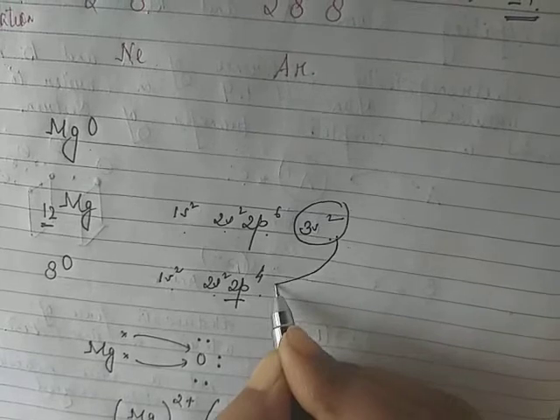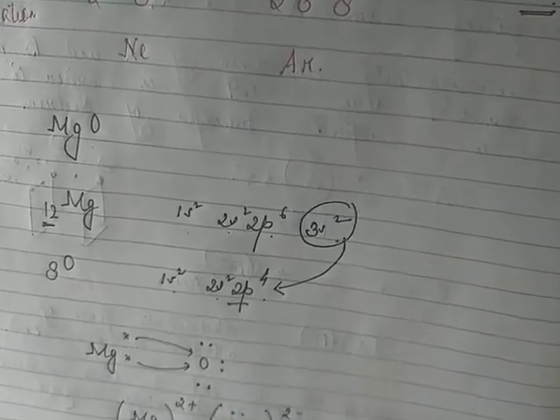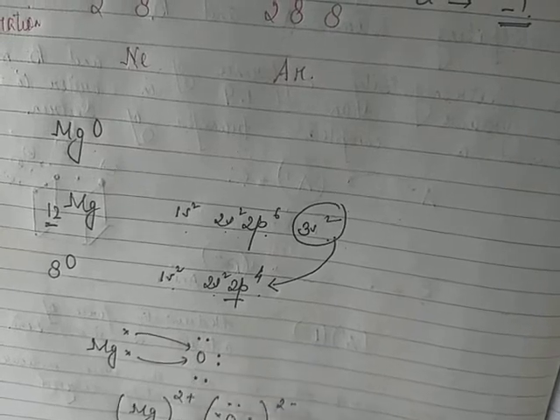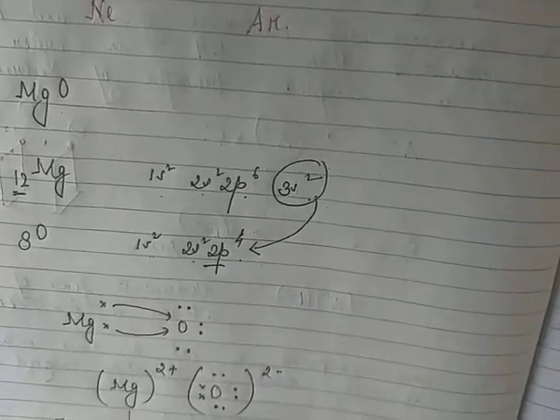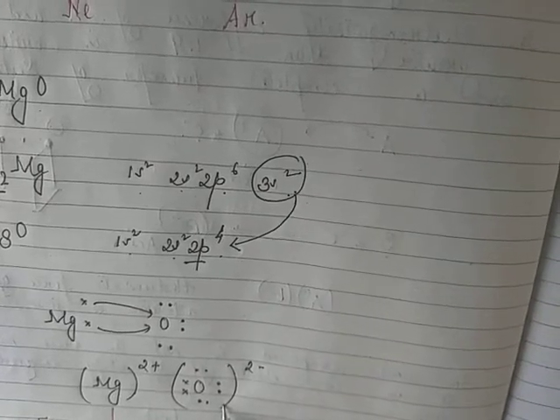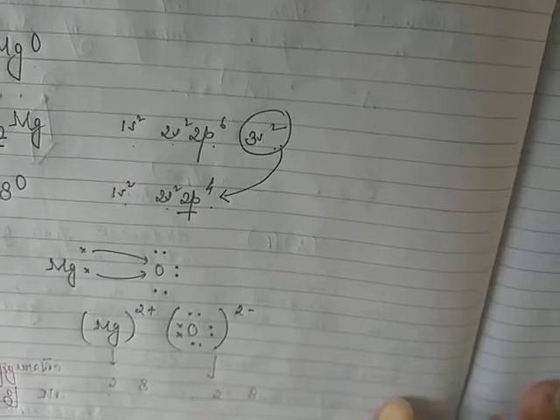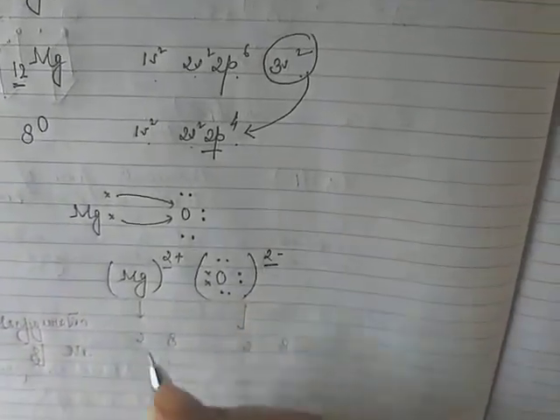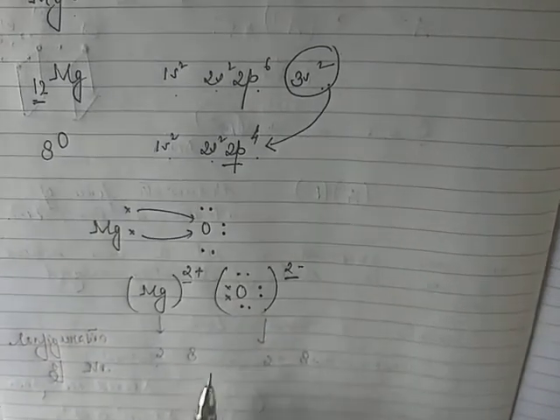So these 2 electrons will be migrated to oxygen. Magnesium releases 2 electrons, which go to oxygen, and hence it forms the Mg2+ ion. Oxygen forms the oxide ion, O2-. Both have the configuration of neon. These +2 and -2 charges are responsible for Coulombic attraction.